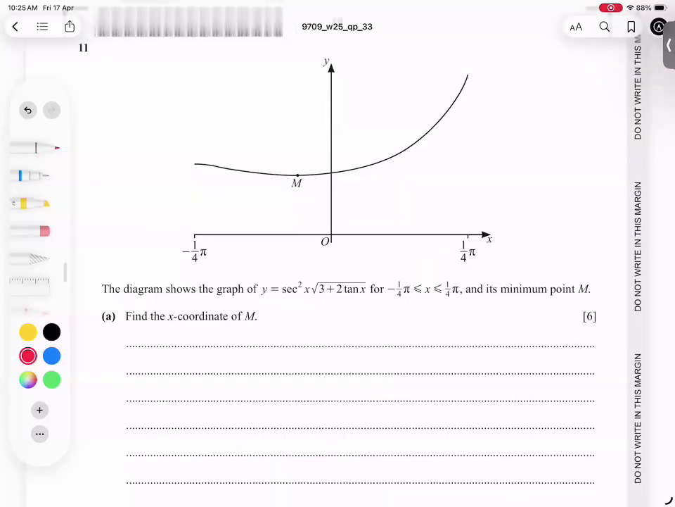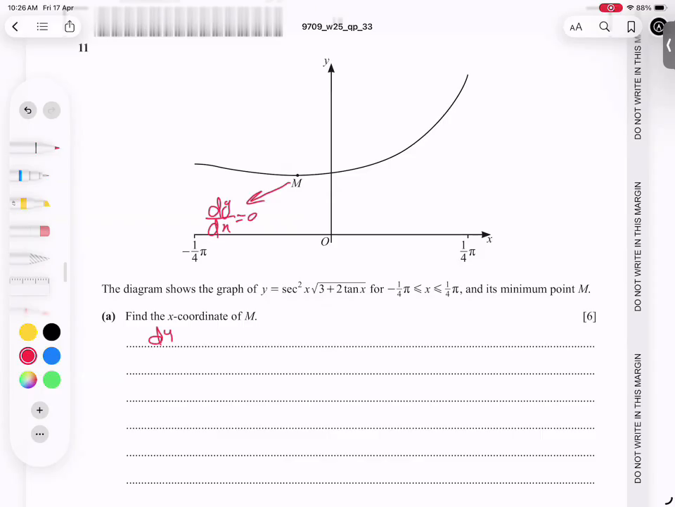Question number 11, topic is differentiation and integration. So let's try to do this question. We have given here this equation and this expression, and he's asking to find this point of minima. You know it very well: whenever it's a point of minima or maxima, differentiation is equal to 0.